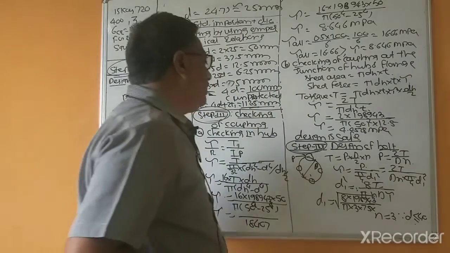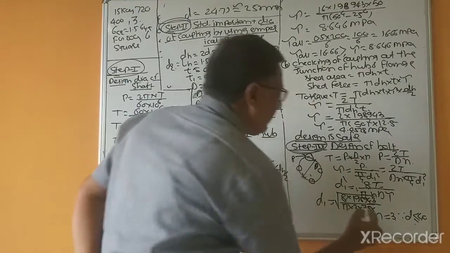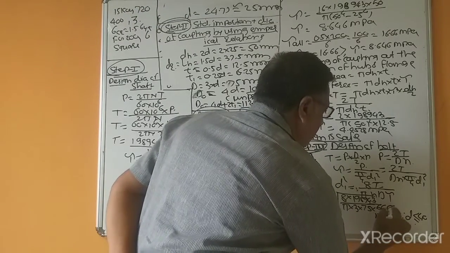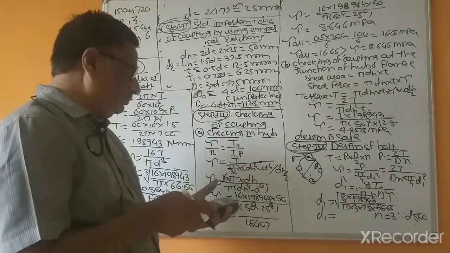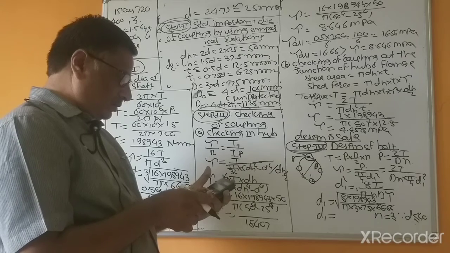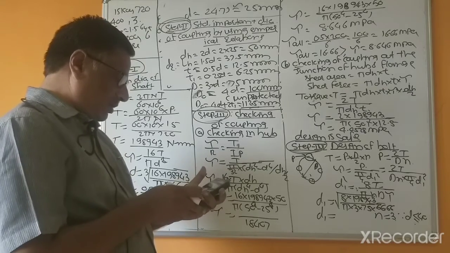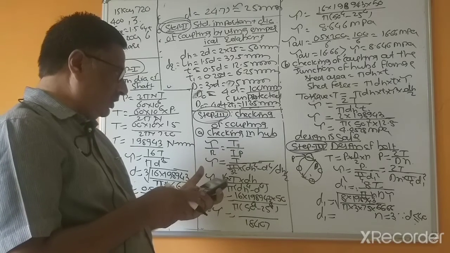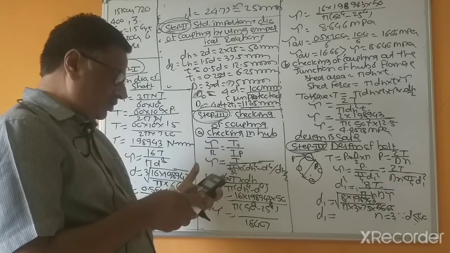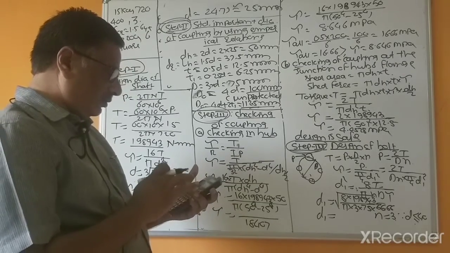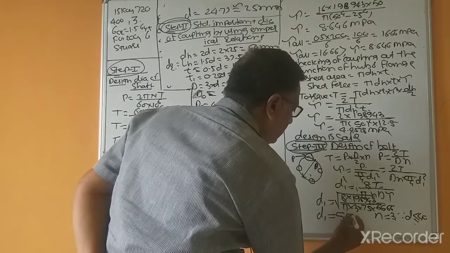.75 and tau equal to 66.66. d1 equal to 8 divided by pi divided by 3 divided by 75, 66.66. Diameter of the bolts 5.81.